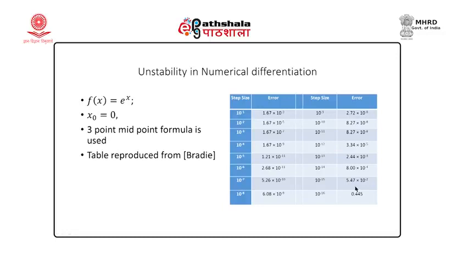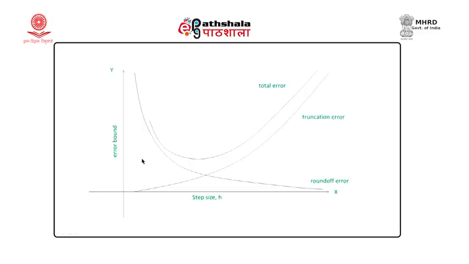And the reason the total error has started increasing is that the round off error has started increasing as you reduce h, because of finite precision of arithmetic in digital computers. And so, in the case of numerical differentiation, beyond a particular optimal h we cannot go. And this is the graph which illustrates this phenomenon.